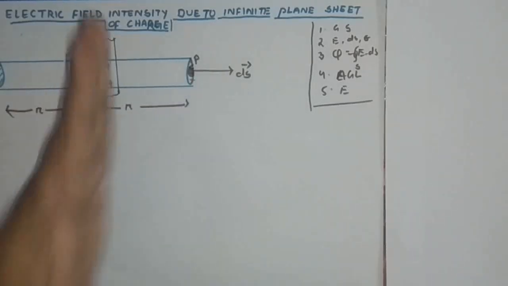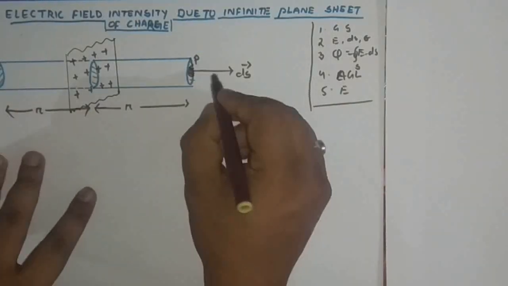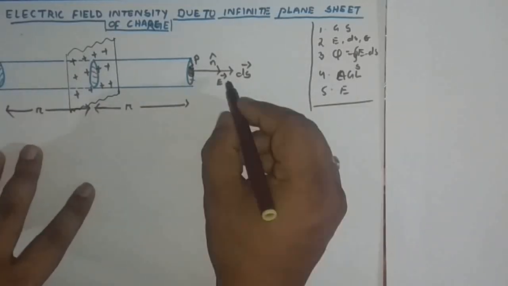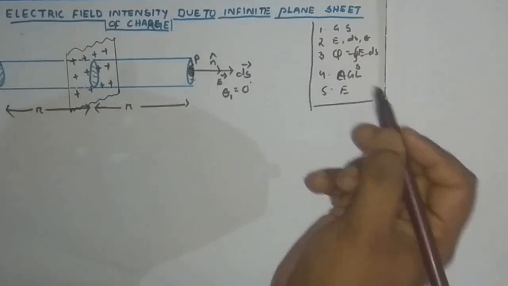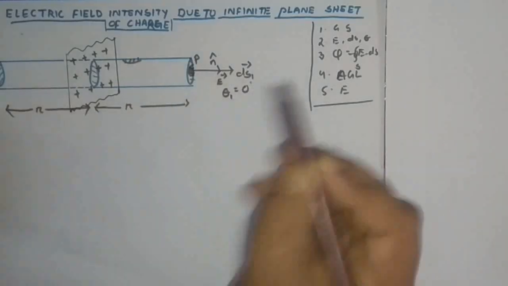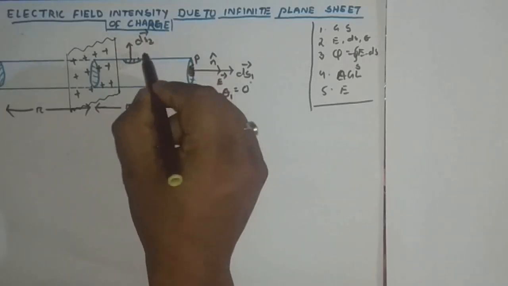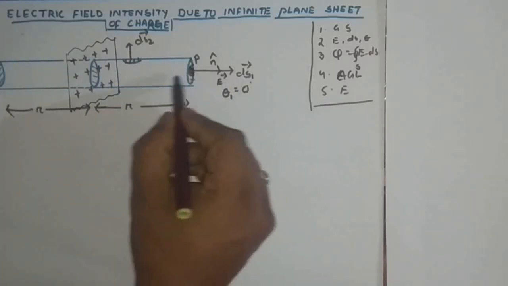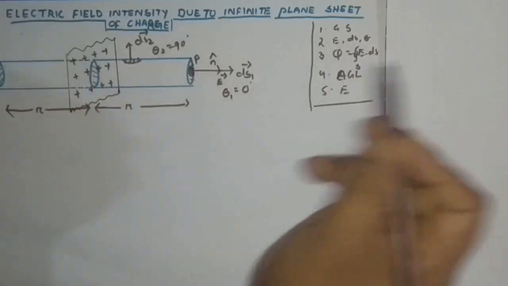Since it is a positive sheet, due to symmetry, the electric field directions will be on both sides. So this is also the electric field. Direction is normal to the paper. So the angle between them, let this be theta 1, is 0 degree. Now if I take the surface for this case, let this be ds1. Let this be ds2 vector. And here it is perpendicular to the electric field. So theta 2 is 90 degree.